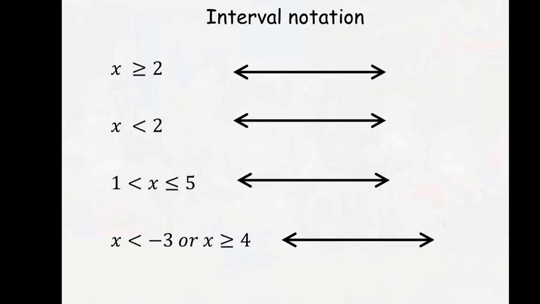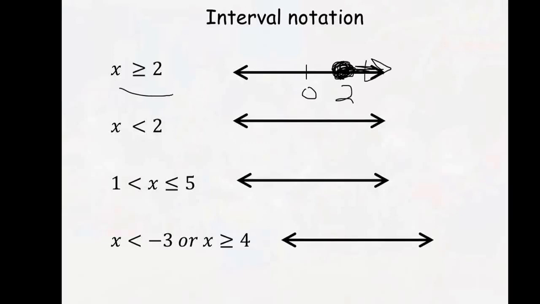In this example, we'll start with x is greater than or equal to 2. So here's 0, here's 2. If I want to show all the numbers that are greater than or equal to, I'm going to shade in with a solid or closed circle, and we're going to shade to the right.